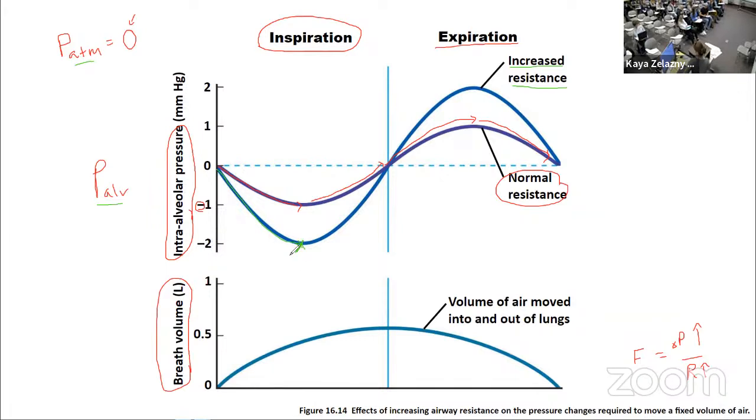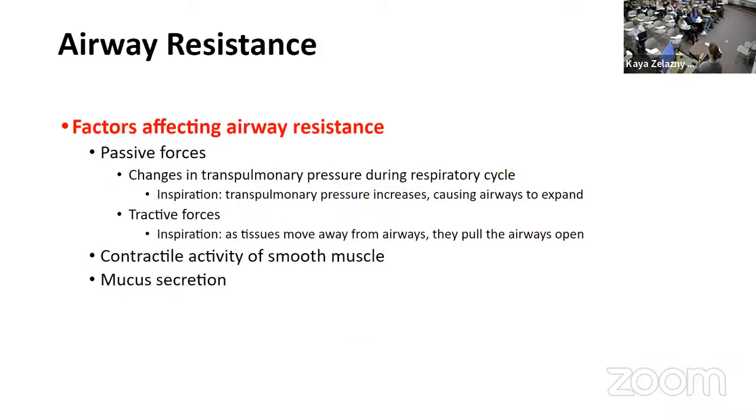Here our example is going down to -2, just to get that same breath volume. And then to expel it, we also have to have a greater difference. So we're going up to +2 here, just to get that same volume of air. So you would potentially physically be able to see that someone is working harder to breathe because of this increased resistance. All right, we're going to think about the factors that can affect that resistance next.